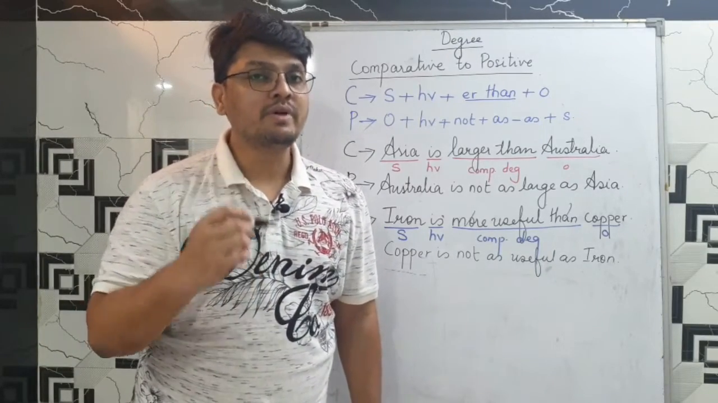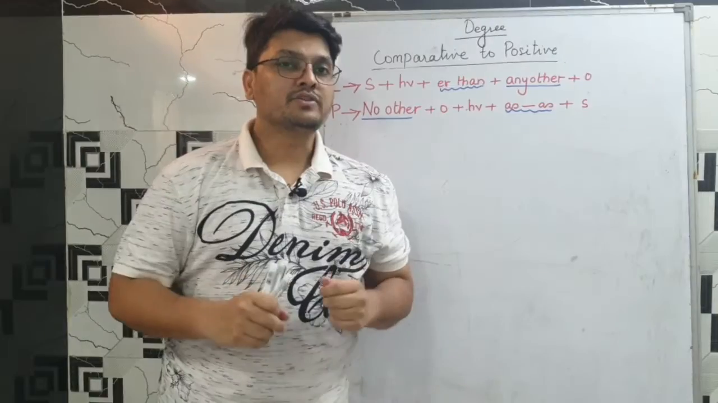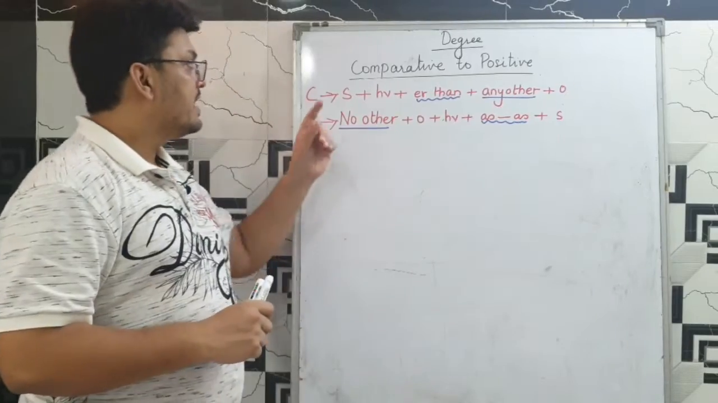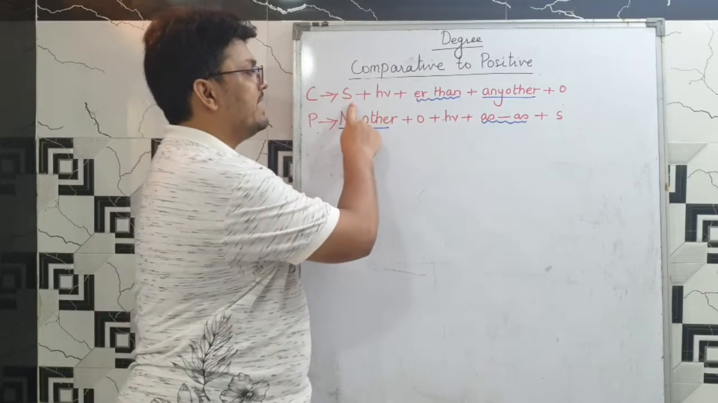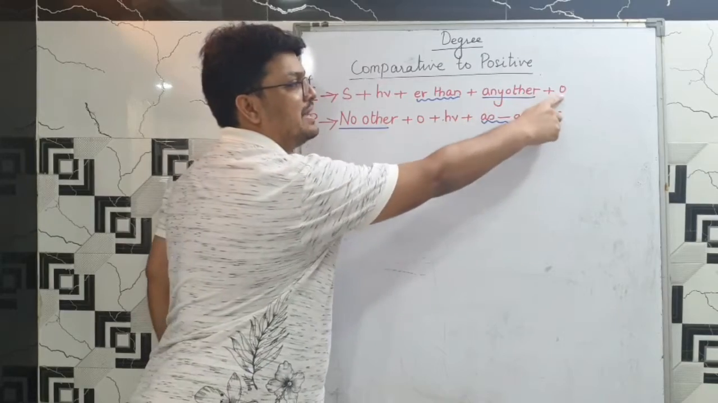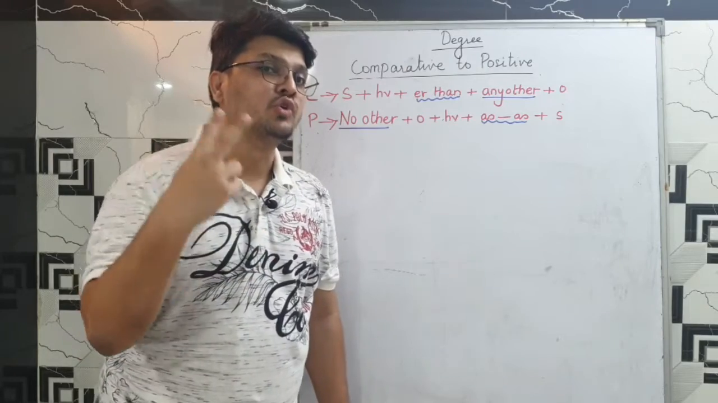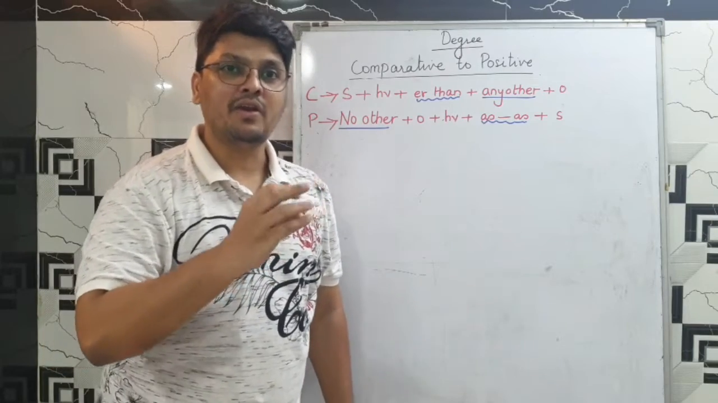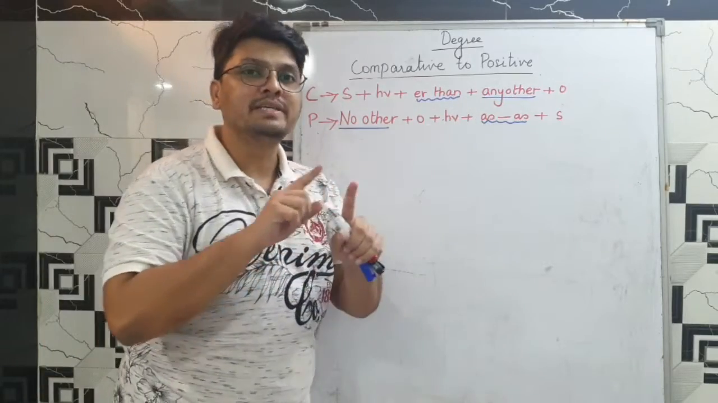Now students, we will see a different type of comparative degree. Let's see this structure. This is also a type of comparative degree. It starts with subject plus helping verb plus er then plus any other plus object. In previous examples of comparative degree, I used two specific comparisons: Asia, Australia, iron, copper. But here, one will be specific, but another will not be specific.